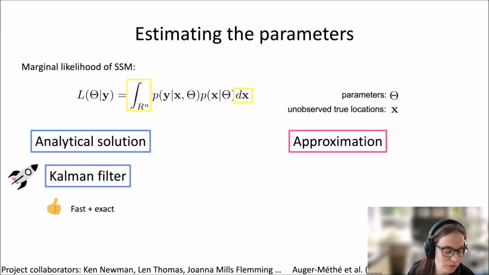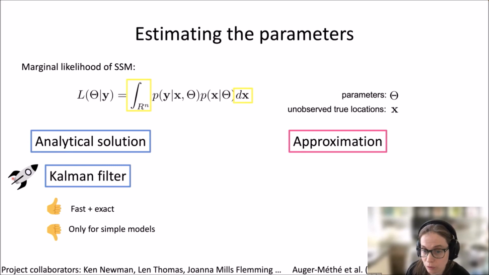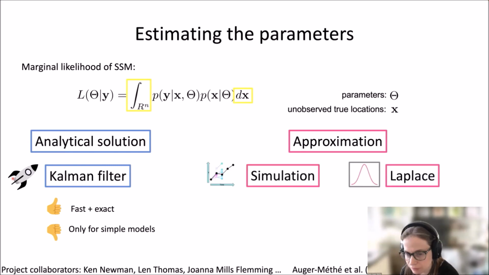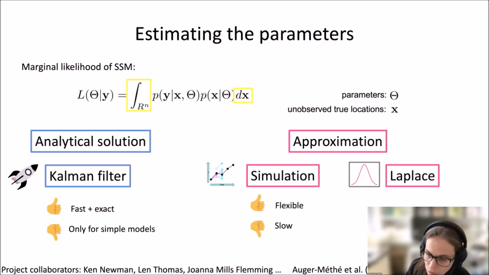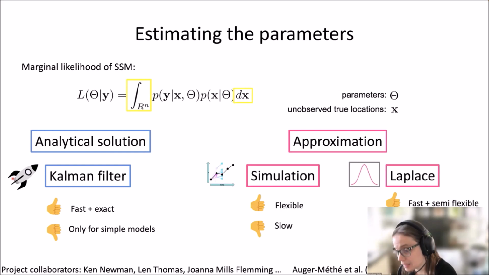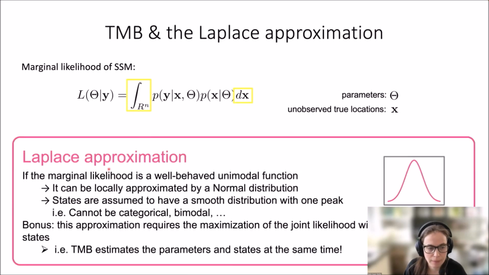They're very fast, they're very exact, but the downfall is that they're only for simple models like the toy model that we looked at. And then there's different types of approximation. There's simulation, which is incredibly flexible, but the downside is that it's slow. And then there's the Laplace approximation, which is what TMB uses, whose advantage is that it's fast and semi-flexible. So definitely way more flexible than a Kalman filter. The disadvantage is that it's only semi-flexible, so there are some limitations in the type of model that you can fit.